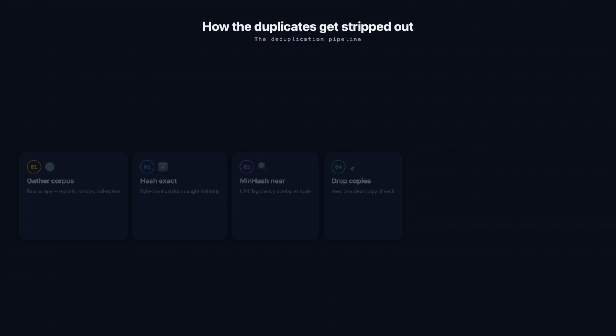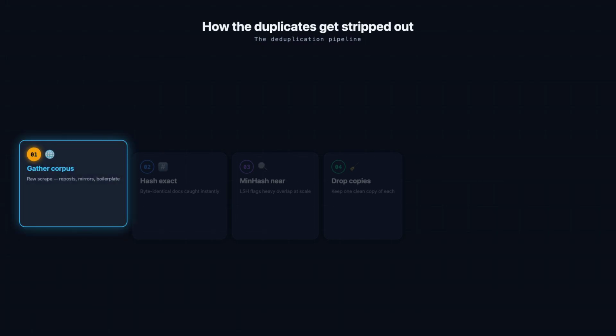So how do you actually strip all those duplicates out? The process runs in 4 stages. Starting out, you gather the raw corpus. This is everything you scraped, warts and all, packed with reposts, mirrors, and templated boilerplate. At this point, you genuinely have no idea how much of it is quietly redundant, and that hidden redundancy is exactly what we're about to hunt down.